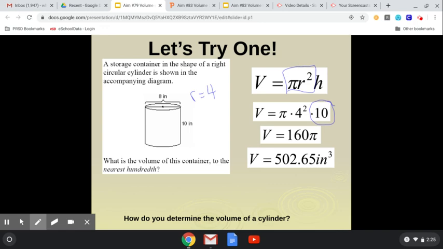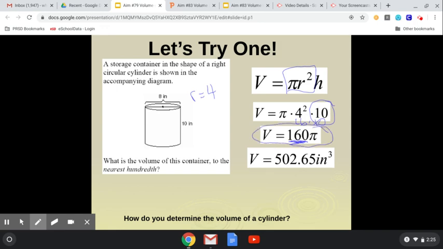Now, 4 squared is 16. 16 times 10 is 160. So that's where the 160 came from. This would be me leaving it in terms of pi. So if someone said leave your answer in terms of pi, I'd actually stop right here.